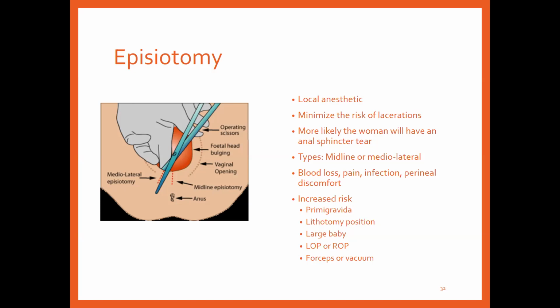There's two different types, there's midline or medial lateral. So you can kind of see where the two are. The medial lateral is kind of off to the side a little bit, and midline is directly straight down towards the anus. We a lot of times have blood loss from that, pain. They can have increased risk for infection because of the location, and then perineal discomfort.